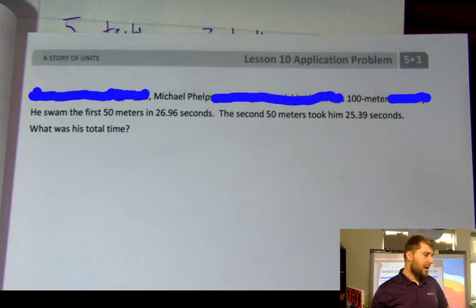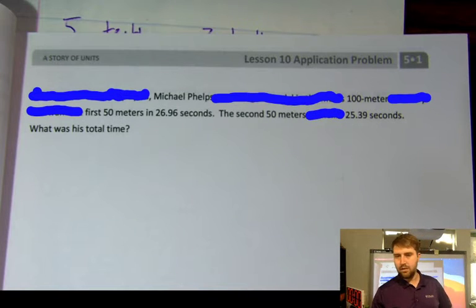So here we go. He swam the first 50 meters in 26.96 seconds. The second meters, guess what? I'm going to cross out he swam. First 50 meters, that's time. The second 50 meters, 25.39. And then it says, what was his total time? So we are now asking, what are we trying to find out? We are trying to find out his total time.